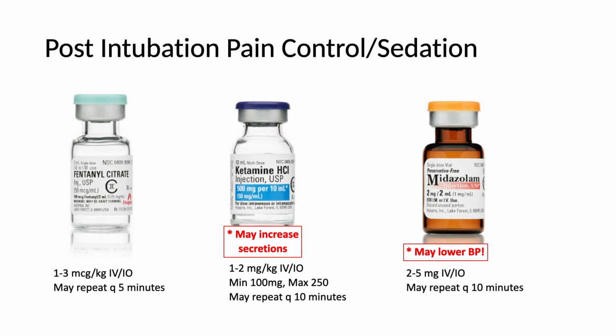I tend to start with fentanyl first, just because it is easier on blood pressure and doesn't really have untoward side effects. Ketamine can be used by AAS, but it may make the secretions a little bit worse. At this point, that may be less of a consideration because you do have a definitive airway. Versed is another option, but just be careful because it can lower blood pressure, and so I tend to go to fentanyl first, maybe just in aliquots of 50 micrograms for an adult every 5 minutes or so to help them calm down and treat their pain.